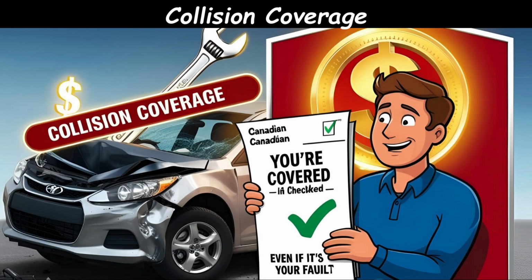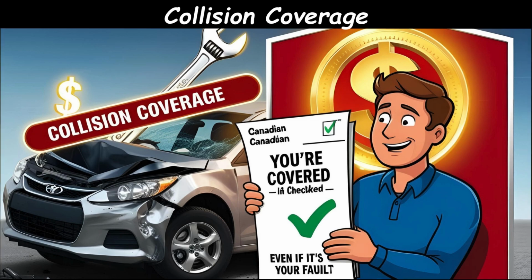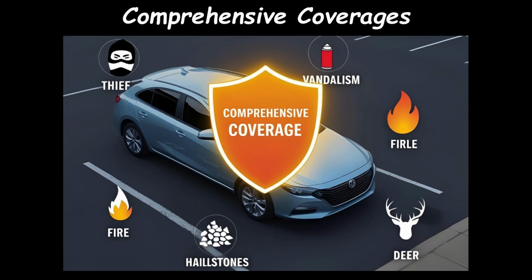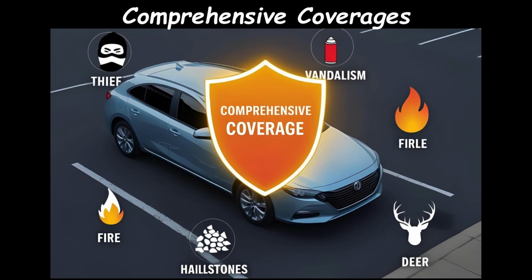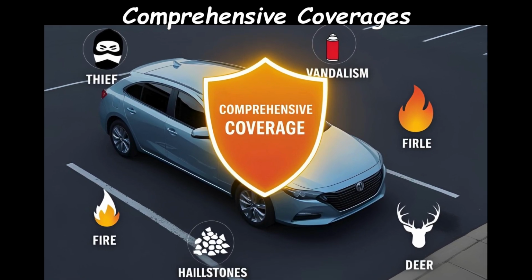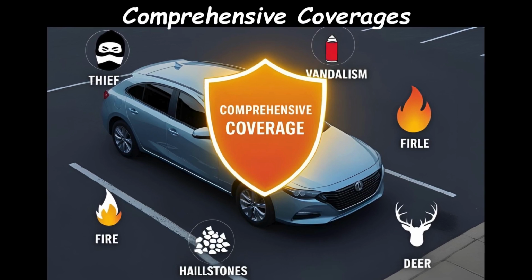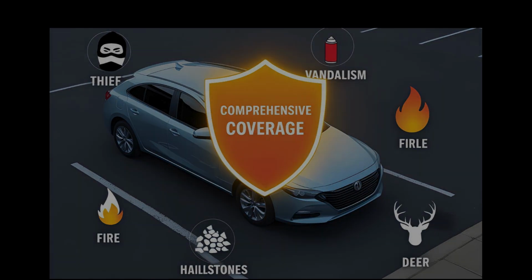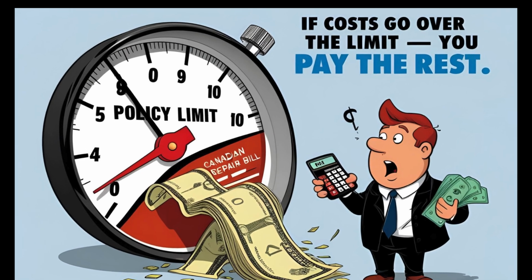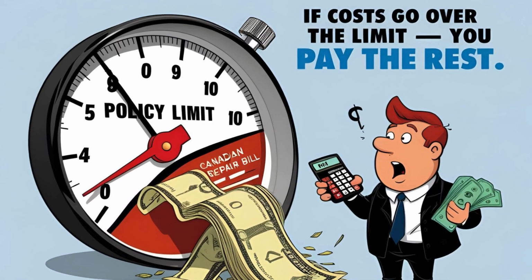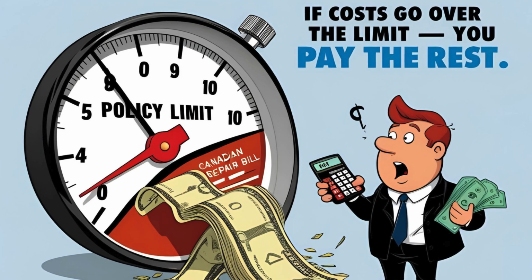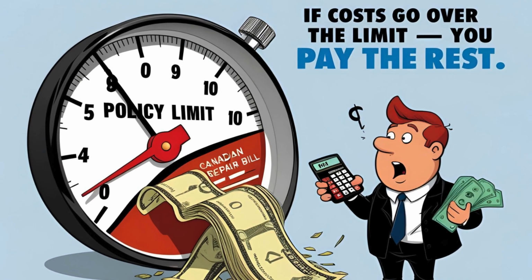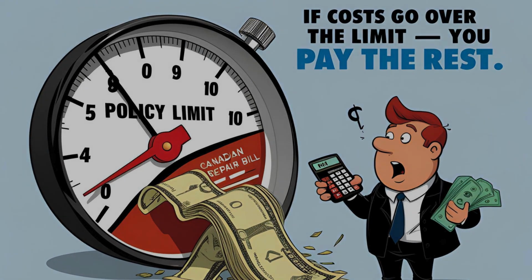3. Collision coverage. Pays to repair or replace your car after a crash, even if you're at fault. 4. Comprehensive coverage. Covers non-collision incidents like theft, vandalism, fire, hail, or hitting wildlife. Think of it as everything else insurance. Please note, each of these has a limit, the maximum amount your insurer will pay. If the damage costs more than your limit, you pay the difference.